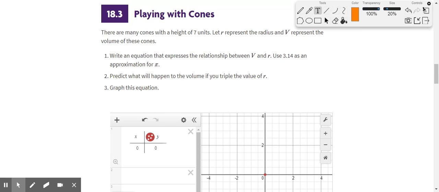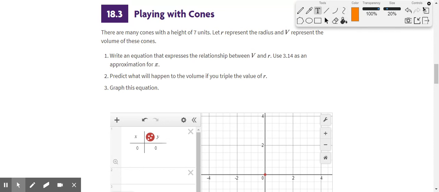In the previous lesson, we looked at volume as a function of height. And what we saw was that if I double the height of a cylinder, it would also double the volume. For this lesson, we're going to look at volume as a function of the radius. And we're going to see that that acts a little bit differently.